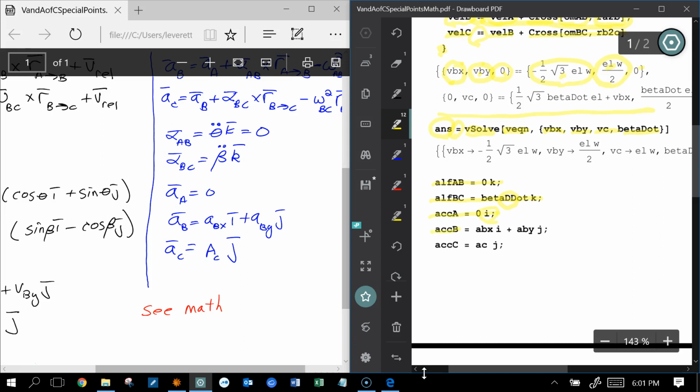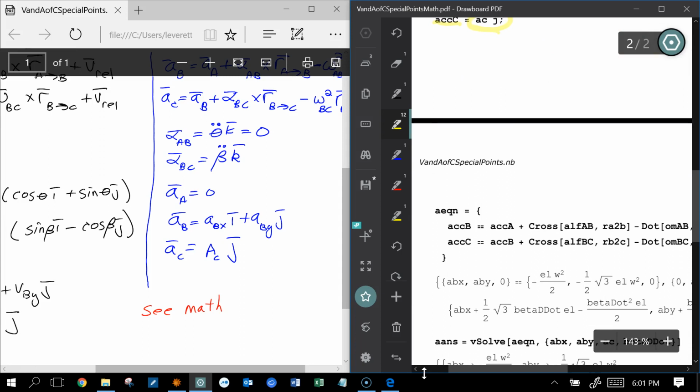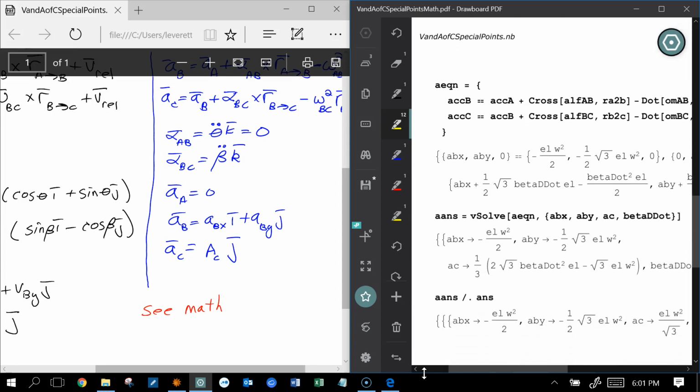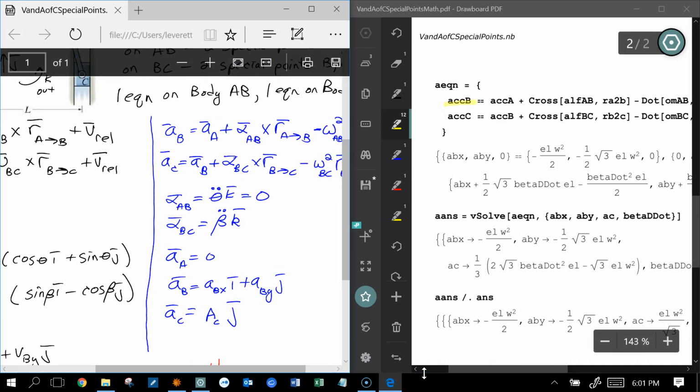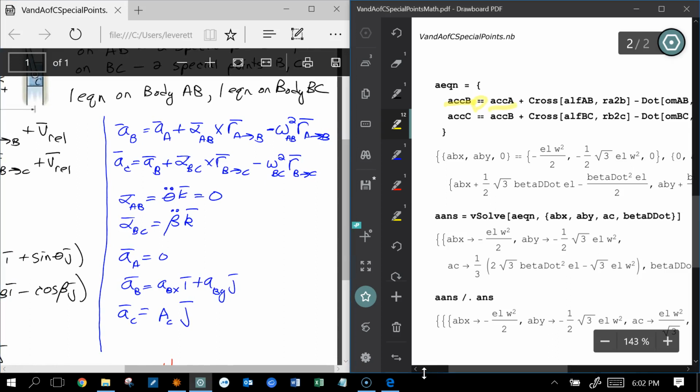What's the acceleration of B? I don't know. 2 pieces. What's the acceleration of C? I think it's AC up. So that's what I had over here on the left-hand side. Here come your acceleration equations. The acceleration of B equals, because it's an equation, acceleration of A plus the cross product alpha cross R.